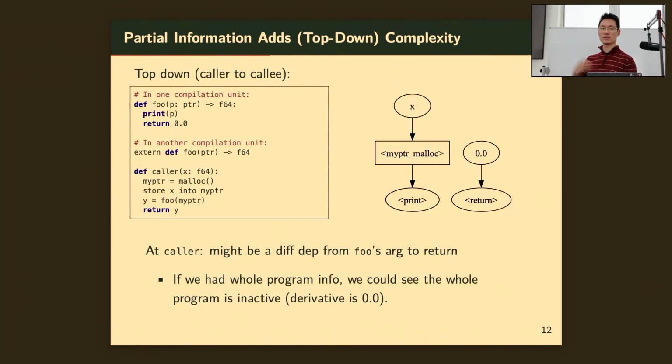It is possible that maybe foo loads from the pointer and then returns it. If we were analyzing it globally, we could see that there is no actual differential data dependency, and this entire program is constant, meaning that its derivative is 0. But we have to be conservative if we are missing this global information.